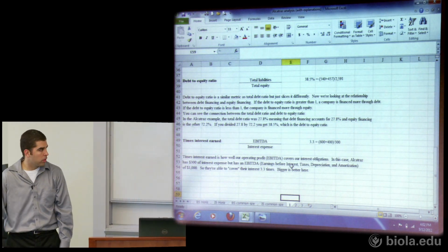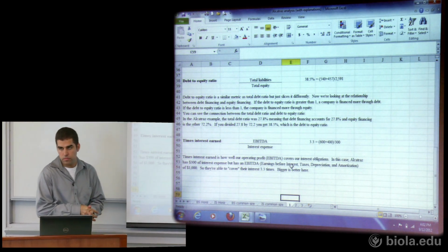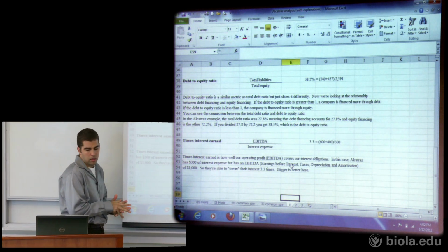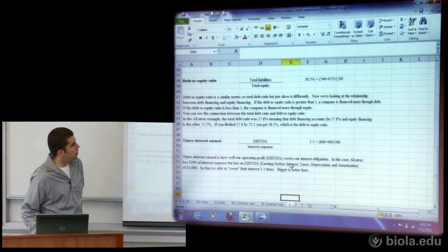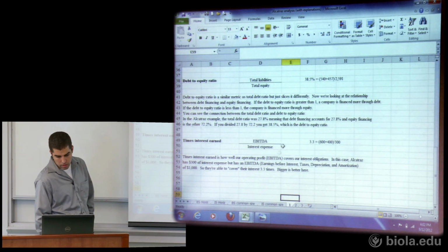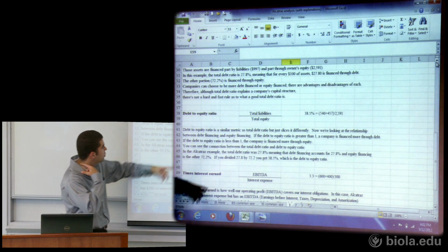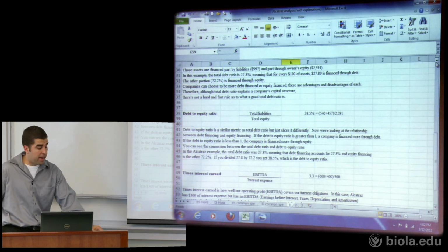You take your total current liabilities, which is 540, and add that to your long-term debt, which is 457, and get your total liabilities. Divide that by your total equity, which is 2,591, and you get 38.5%, which says that you are financed more by equity than by debt. 38.5%. Tell me again what it told you? Yeah, you're financed more through equity.